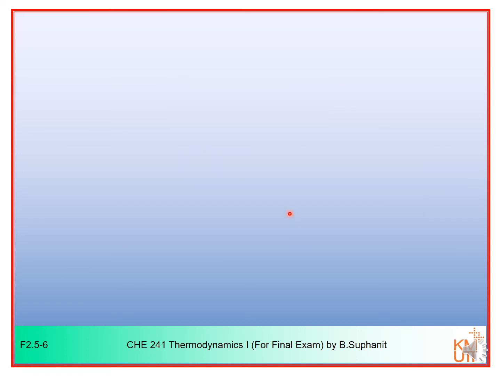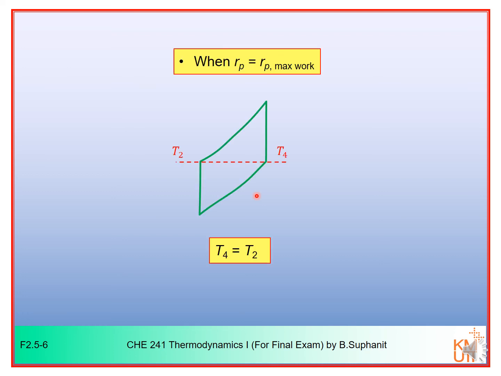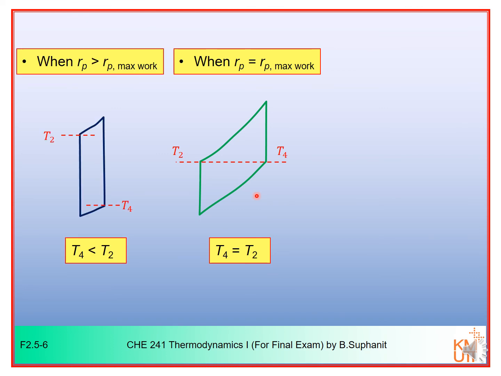For these three different cases, we can see that the shapes of the cycle will be different. Let's have a look at the first one, when Rp equals Rp max work. The turbine exhaust temperature will be equal to the compressor exit temperature. The shape of the cycle looks like a diamond shape. Next, if the Rp is greater than Rp max work, the turbine exhaust temperature will be lower than the compressor exit temperature. The shape of the cycle looks like a vertical stripe.